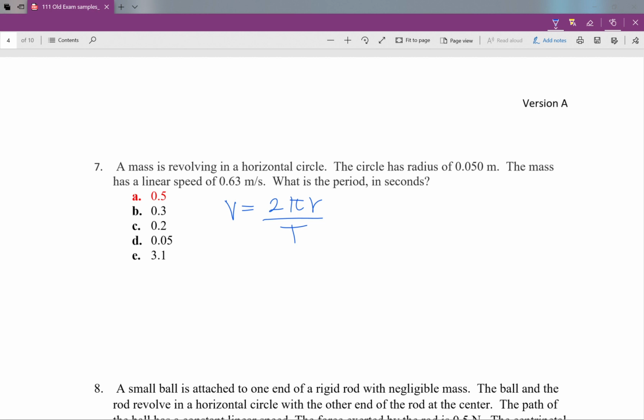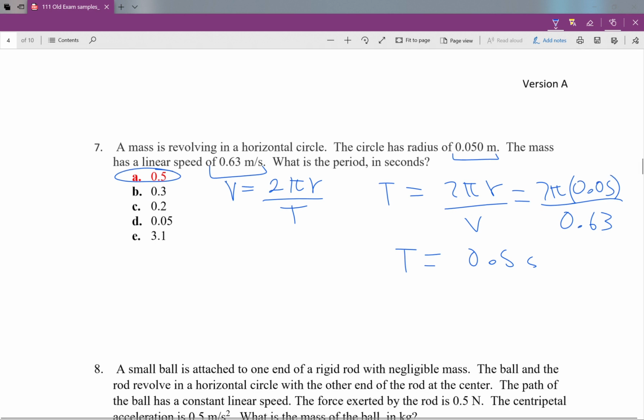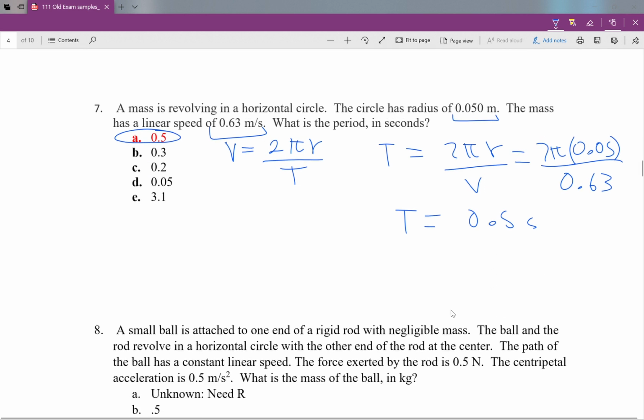So we are given the radius, r. We're also given the speed. We're trying to find the period. So the period is equal to 2 pi r divided by the speed. In this case, r is 0.05, all of that divided by 0.63. And so T is 0.5 seconds, which is a.